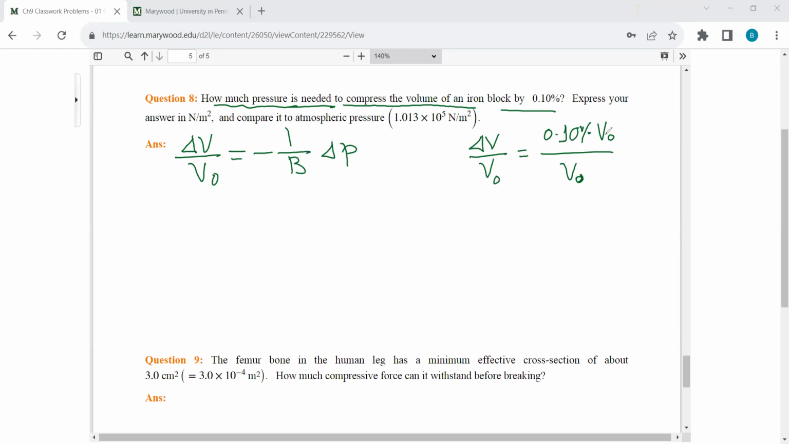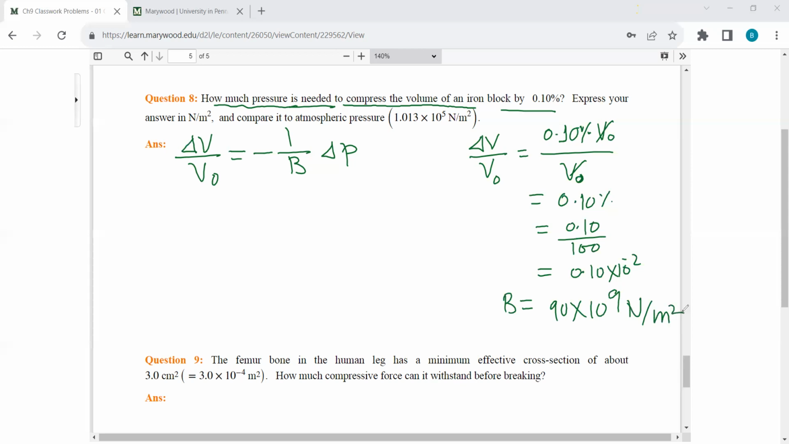So this 10% is basically the value of delta V over V0. You know that percent is equal to 1 over 100, so delta V by V0 is 10 times 10 to the power minus 2. For iron, the bulk modulus B you can find from the table, either from my lecture or from the textbook. B for iron is 90 times 10 to the power 9 Newton per meter square. So when you plug these values in this equation, you can solve it for delta P.